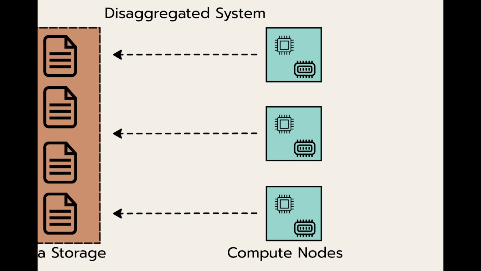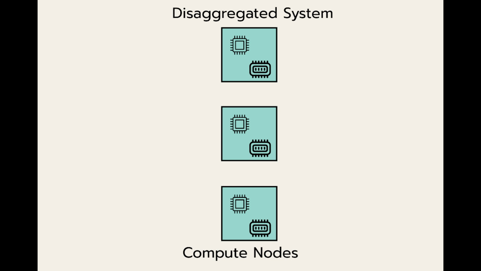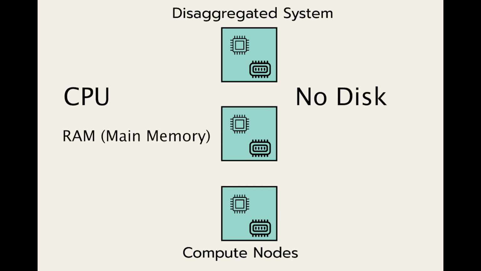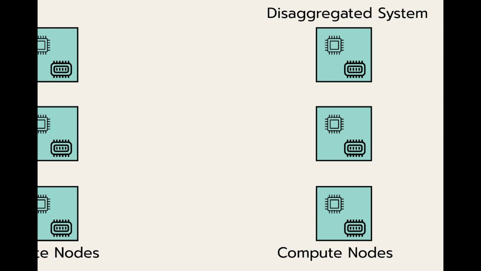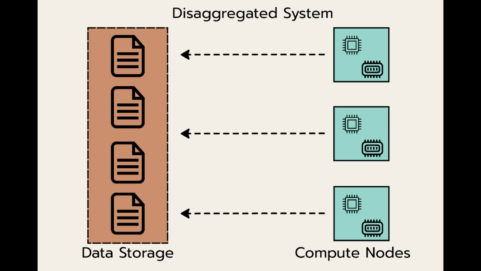To the right, we see computers, which we'll call compute nodes. These only have CPU and RAM, which we'll call main memory. Since they have limited storage, we can only ever operate on a smaller subset of our data at a time. However, they make up for this in computing power. To understand how the system processes data, we must first break it down to its simplest components.